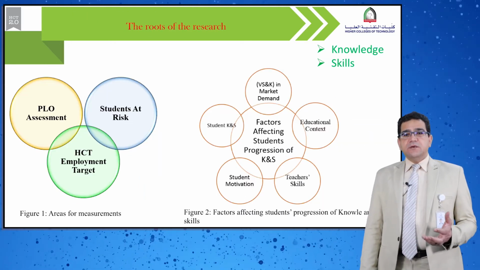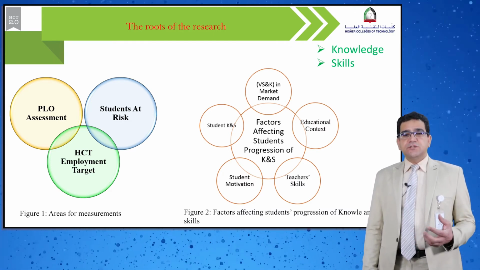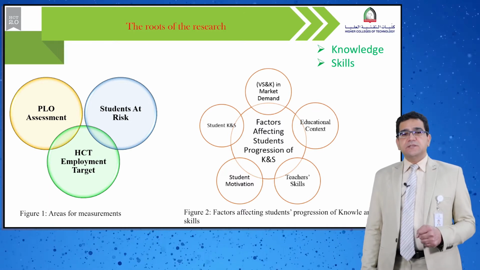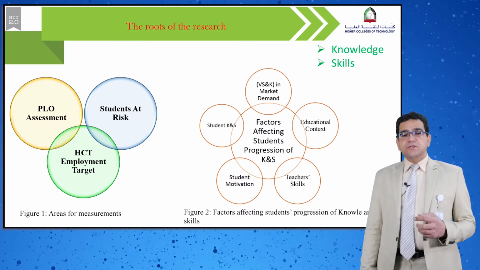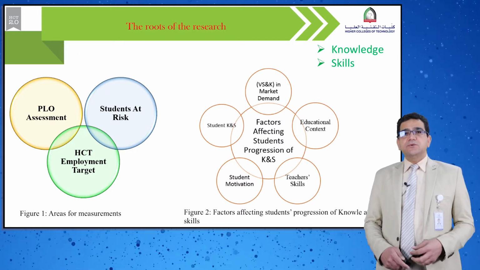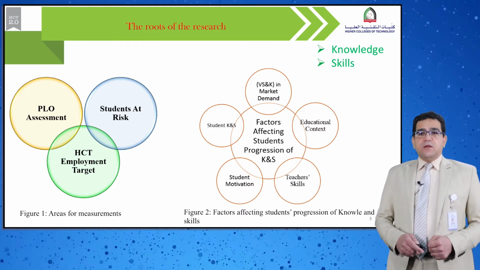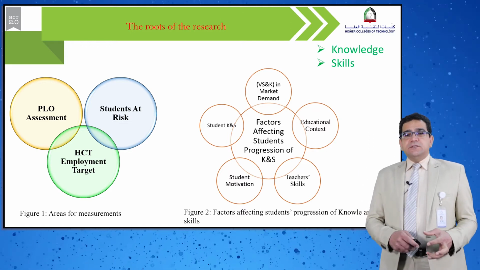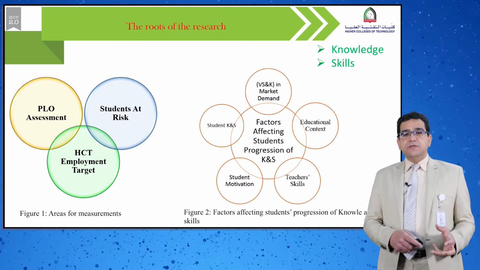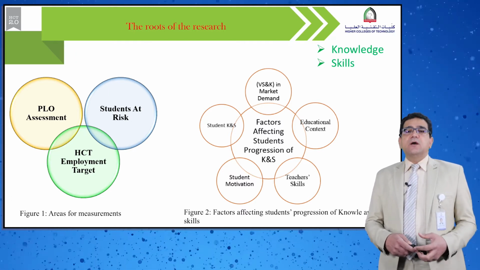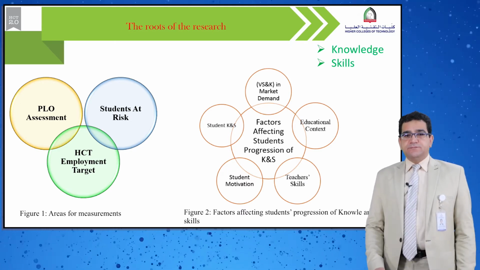So what are the main parameters which we can find in this research? In this research, we need to look at the market demand, knowledge and skills. We need to look at the educational context. We need to look at the teacher's knowledge and skills, as well as the student knowledge and skills, and as well the student motivation. In order to find the student at risk, in order to find the employability ratio for any education unit, as well as the achievement of any program learning outcomes.